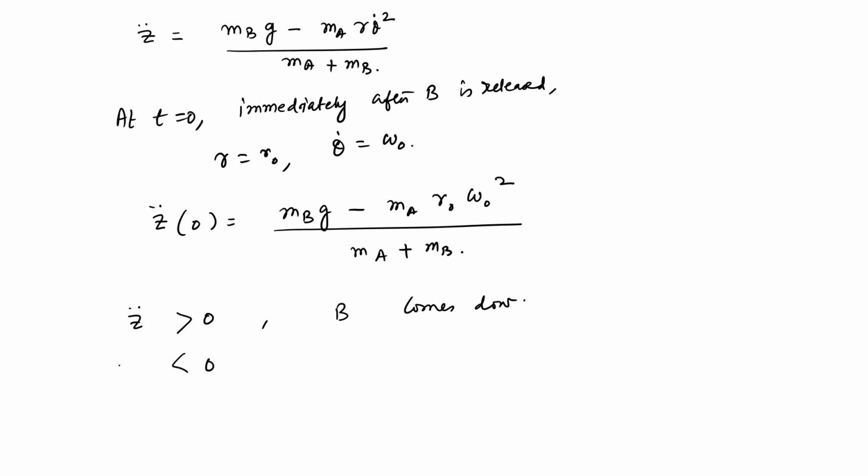If it is this, then of course B goes up. I mean, with m_B greater than m_A, that cannot happen, and if z double dot is equal to 0 at t equal to 0, that can happen. If the initial acceleration is negative, then of course B goes up, and if it is equal to 0, then there is no acceleration. So this is also basically stationary.